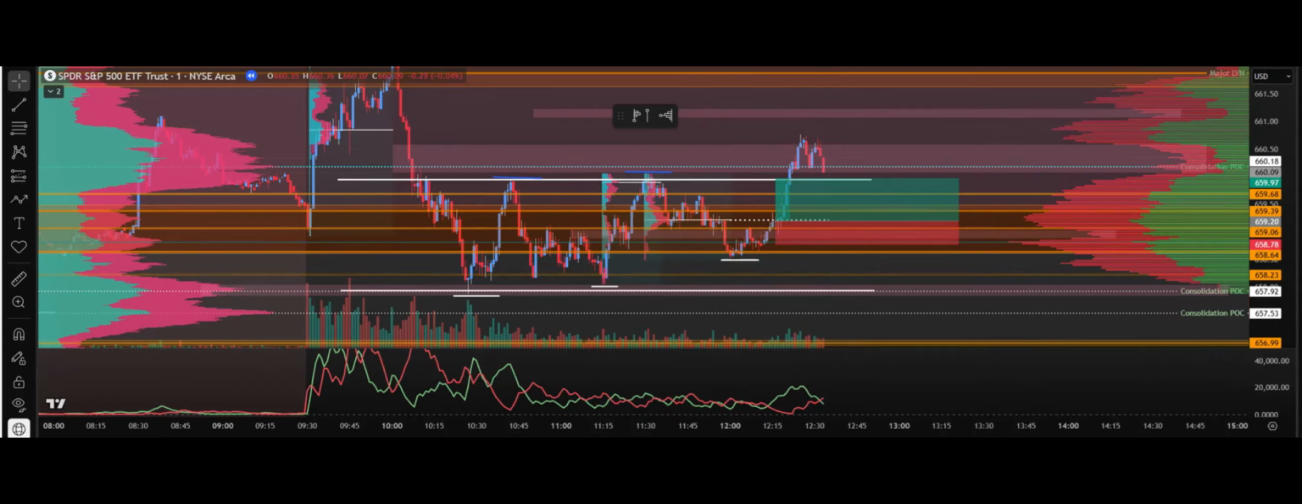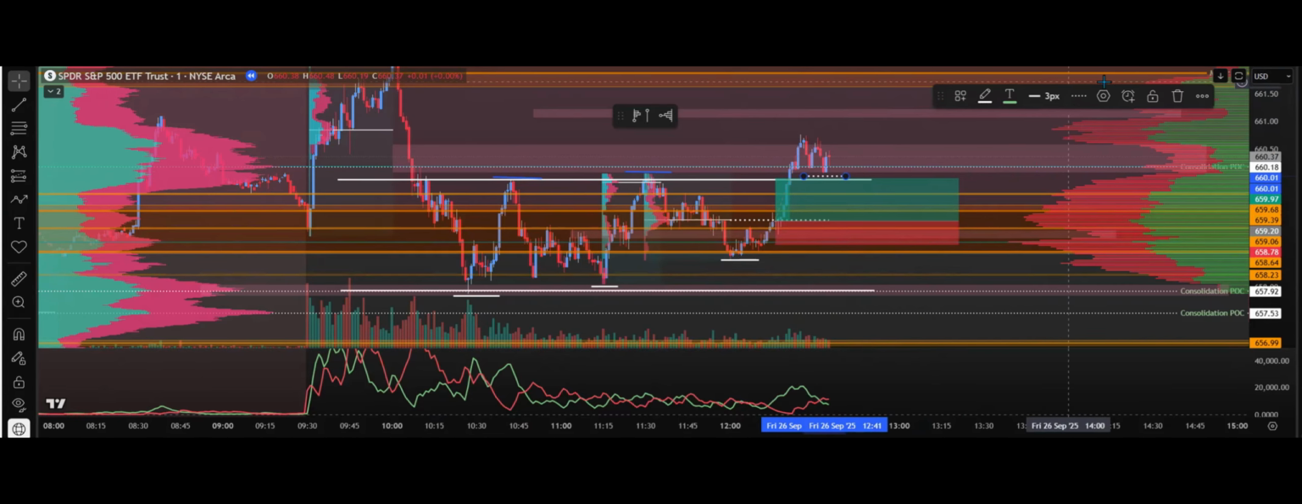So price is coming back down. Now, if price comes back up out of this, okay, this would be my ideal entry here. So we're making a new higher low. We're making a new higher high.